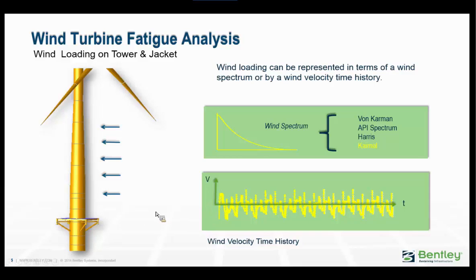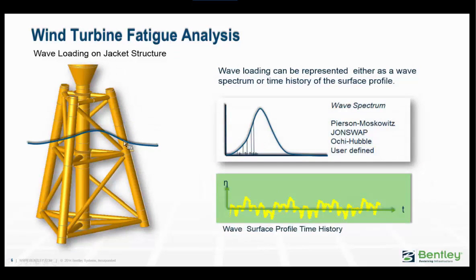Alternatively, like I said, if you have a recording of the wind velocity time history, you could use that directly to generate the load on the structure. Looking at the wave loads, sorry, I got the title wrong there. In this case, again, we can represent the wave load either as a wave spectrum or a time history of the surface profile. The various wave spectrums that are available include the Pierson-Moskowitz, JONSWAP, Ochi-Hubble, and user-defined. In addition, if you have the measured wave surface profile of that location, you could use that directly to generate the actual loads on the structure.